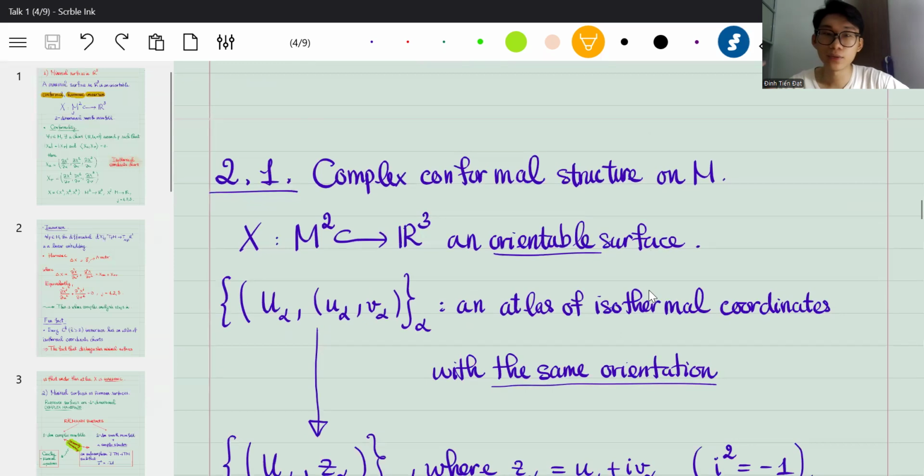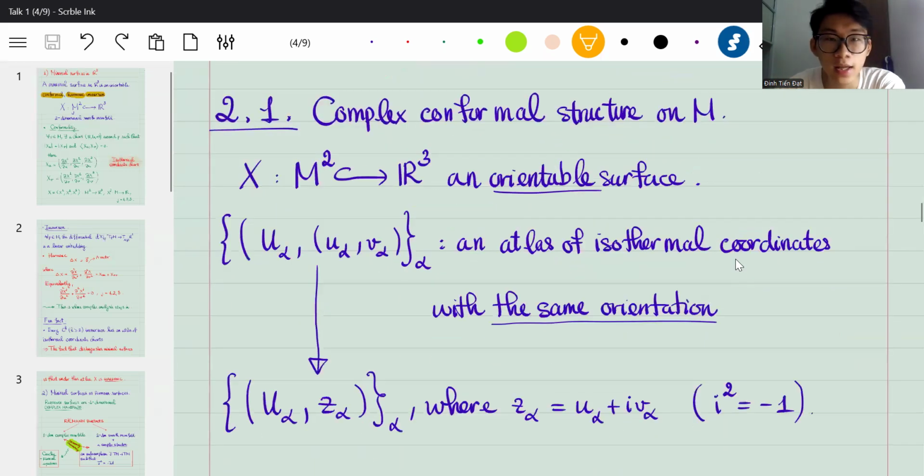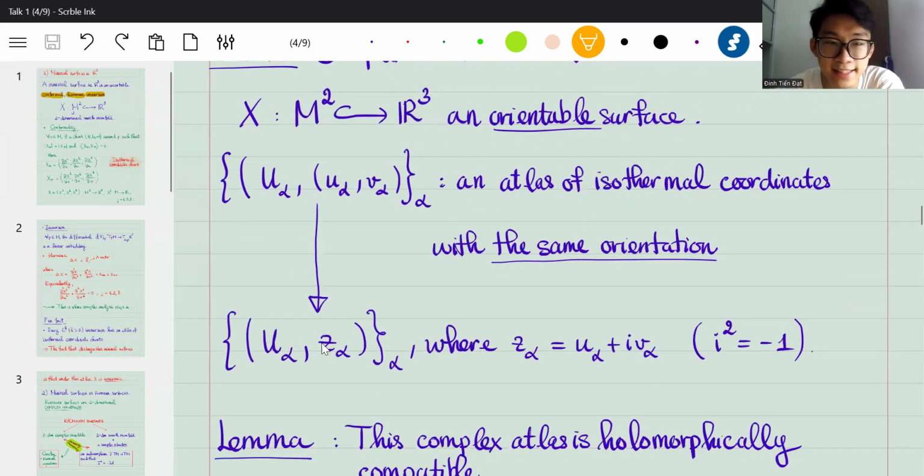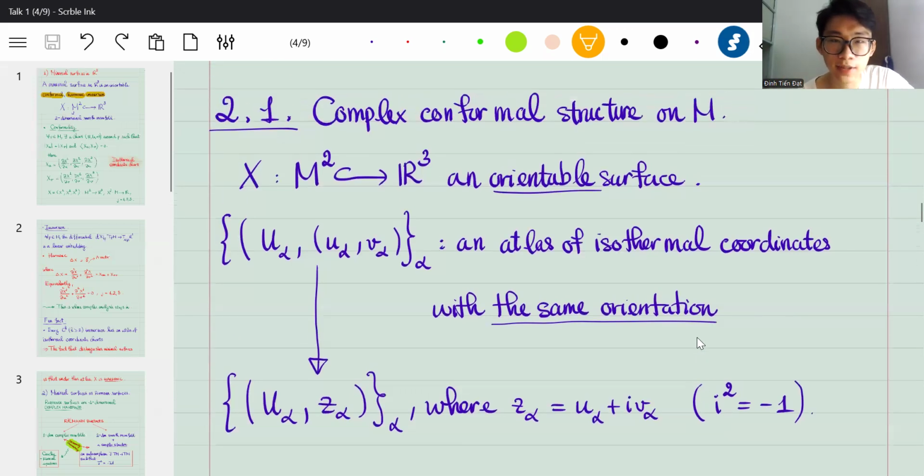Okay, so now let's get into the details. Let X be an immersion of an orientable surface into R3. And now, instead of writing the isothermal coordinates as U alpha and V alpha, I'm going to write it as Z alpha, where Z alpha is U alpha plus I V alpha, where I is the imaginary unit. Well, actually, I'm abusing the notation here because we are starting with a real manifold, and then we try to multiply it with a complex number, which is a bit weird.